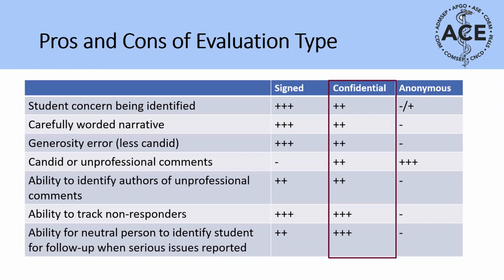You can track down non-responders. And if there's a student who writes something about a clerkship teacher that is really egregious or concerning, you aren't able to follow up on that if it's anonymous, whereas you can if it's signed or confidential. And so at our institution, we use confidential. We hope that it strikes that balance between getting candid assessments. It enables us to follow up when there are unprofessional comments, and to follow up if a student writes something that's really concerning.